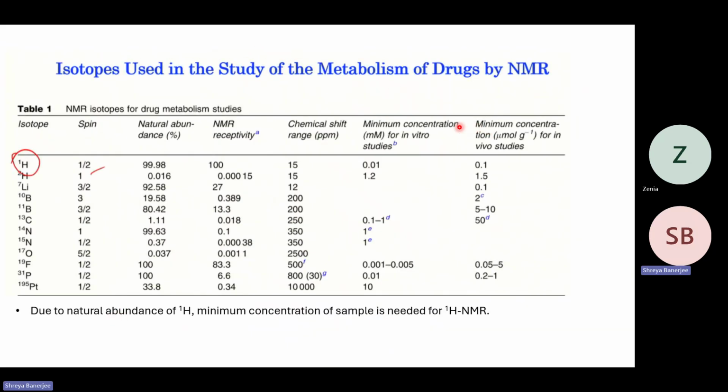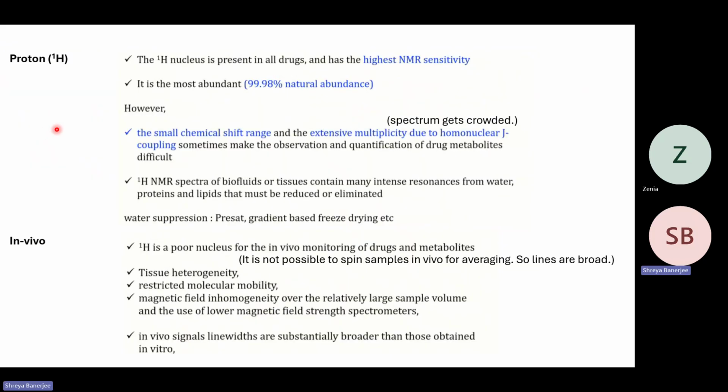Now, the isotopes used in the study of metabolism of drugs by NMR can be any NMR active nuclei, but we will individually look at each nuclei and see their advantages and disadvantages. 1H we know has very high natural abundance, 99.98%. So a minimum concentration of the sample is enough for 1H NMR. So proton, the advantages are it is very abundant. We just discussed 99.98% natural abundance. So a minimum concentration of the sample is enough for the proton NMR.